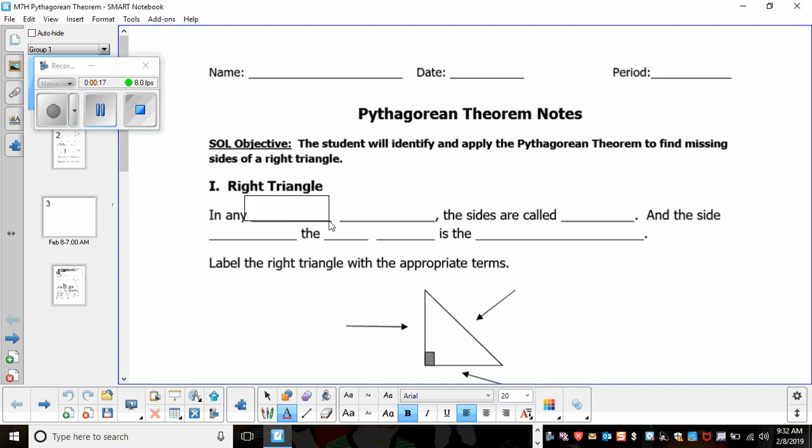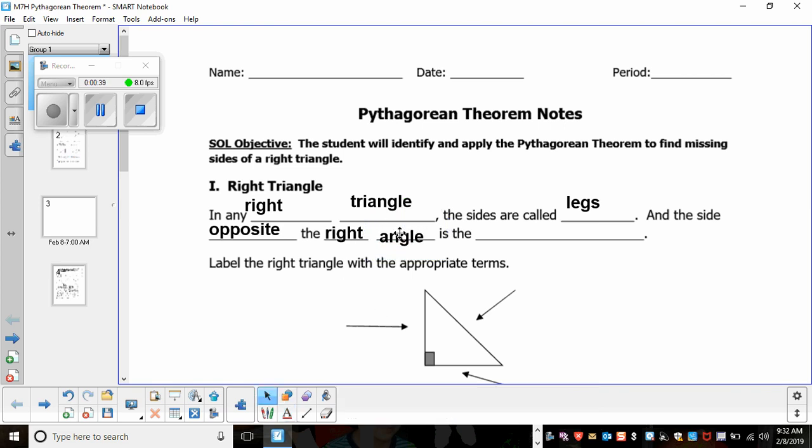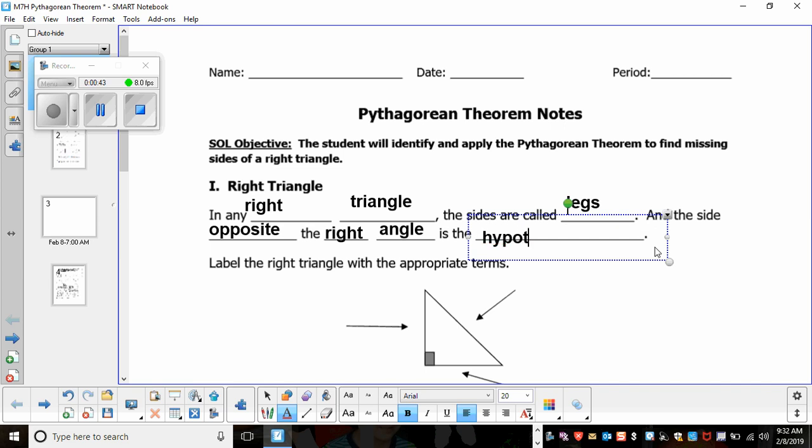So in any right triangle, the sides are called legs, and the side opposite the right angle is called the hypotenuse. So make sure that you fill that out on your note sheet.